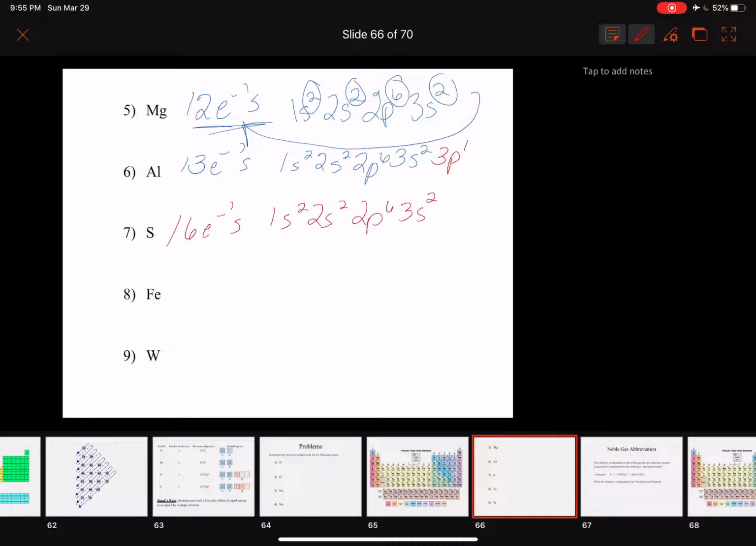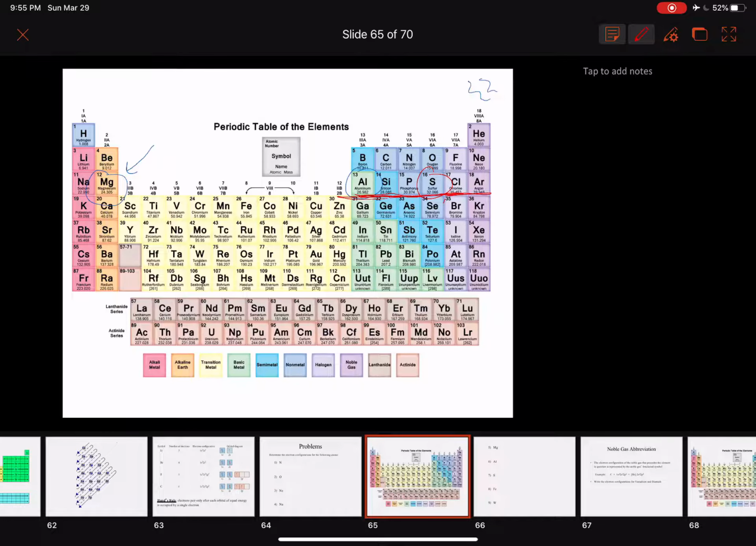So what we're going to do is put them in the 3p. So we've used up 2, 4, 6, and 12, and that means 16 minus 12 is 4. So we're going to have 4 electrons in the 3p. Okay? So if we look at this right here, we've got 3p1, 3p2, 3p3, 3p4 right there on sulfur.